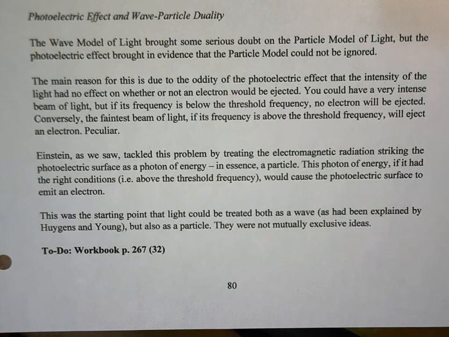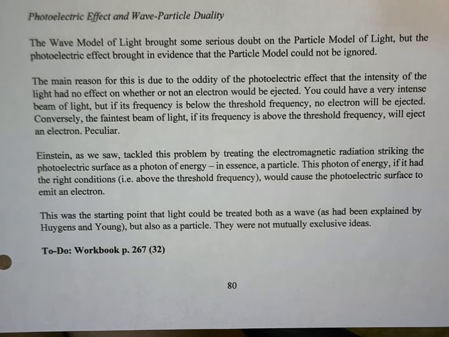Because we talked about how we could have the most intense beam, but if it's not the right frequency, it won't emit any electrons. Whereas we could have the faintest beam, but as long as it's above the threshold frequency, we are going to emit that photoelectron. Now, what Einstein said is that this all comes from the fact of quantization. Instead of thinking of all of that electromagnetic radiation just hitting the surface, it comes in bundles, it comes in packets, it comes as quanta of energy.